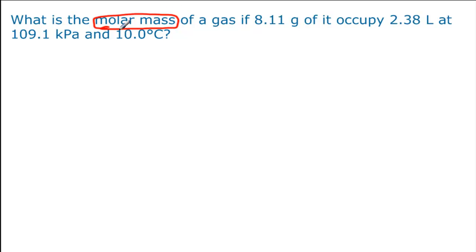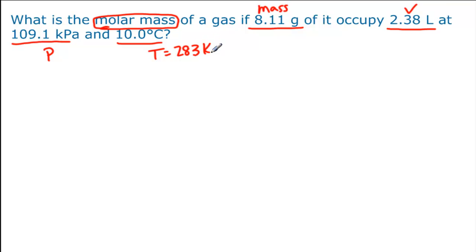What is the molar mass of a gas if 8.11 grams of it occupy 2.38 liters at 109.1 kPa and 10 degrees Celsius? So grams here is a mass, liters is a volume, 109.1 kilopascals is a pressure, degrees Celsius is a temperature. Then we change that to Kelvin.